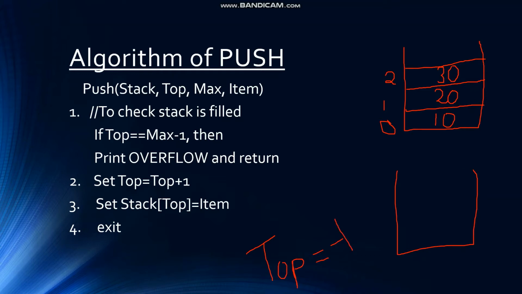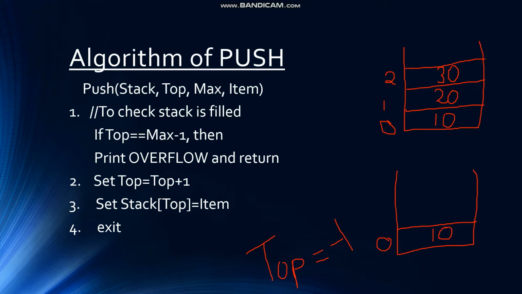Okay, so now suppose the first condition fails. Then we will go to step 2, that is top equals to top plus 1. Initially the value of top is minus 1, then top plus 1 will be 0, so top is now 0. Now the stack of top is item. Now we will insert stack of top, means stack of 0 is equal to 10.